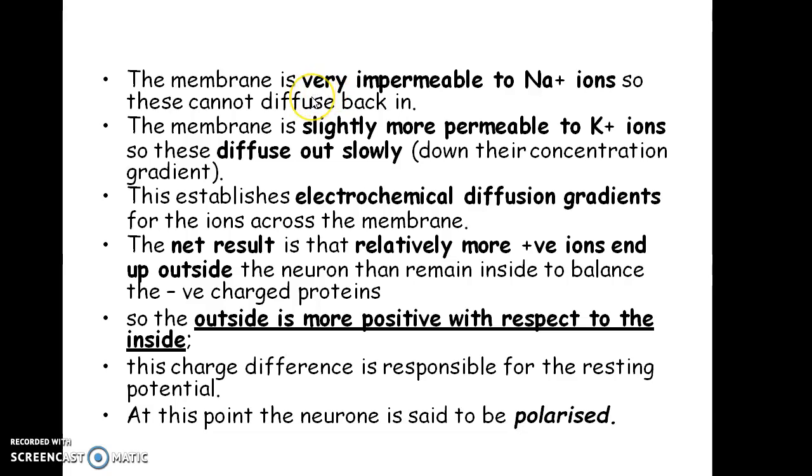Now, what are the factors which are responsible for this resting potential? The membrane is very impermeable to sodium ions, so they cannot diffuse back in. And the membrane is slightly more permeable to the potassium ion, so they diffuse out slowly. As more potassium ions diffuse out as compared to the sodium ions moving in, that results in a more positive charge outside the neuron as compared to the inside.